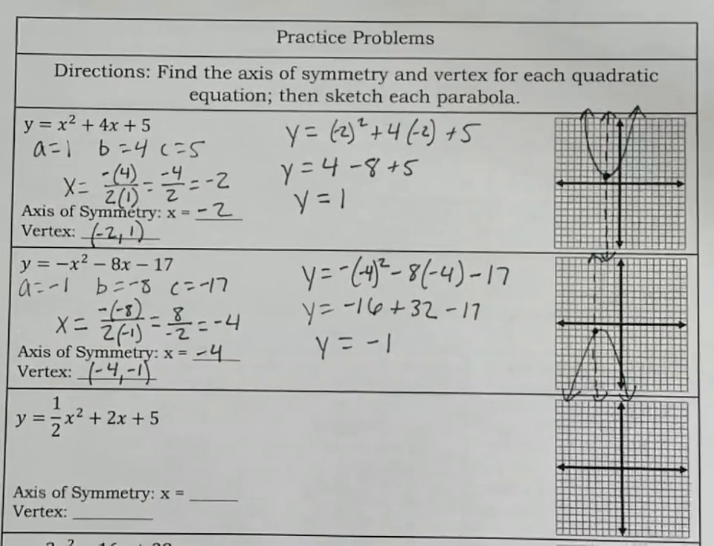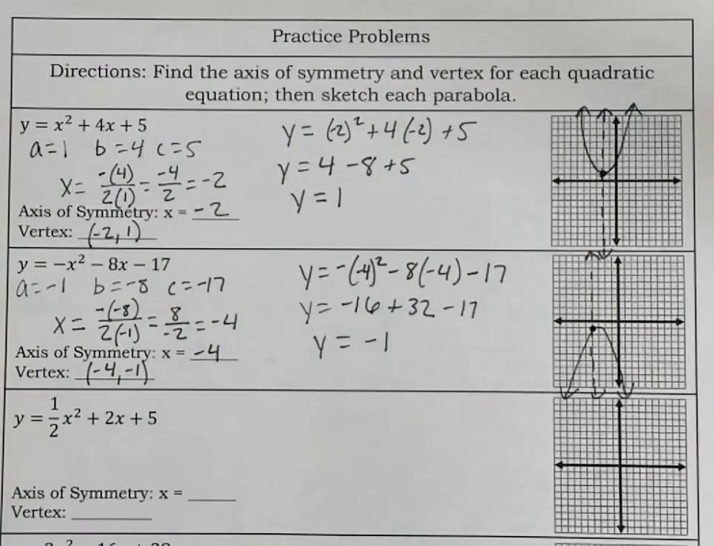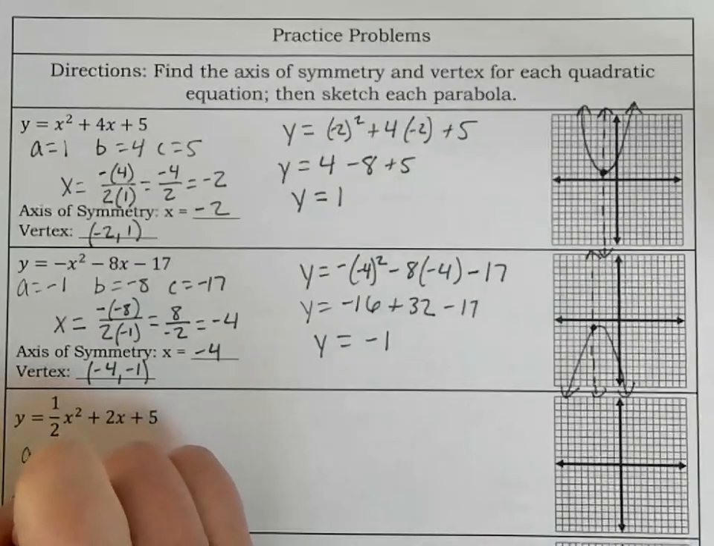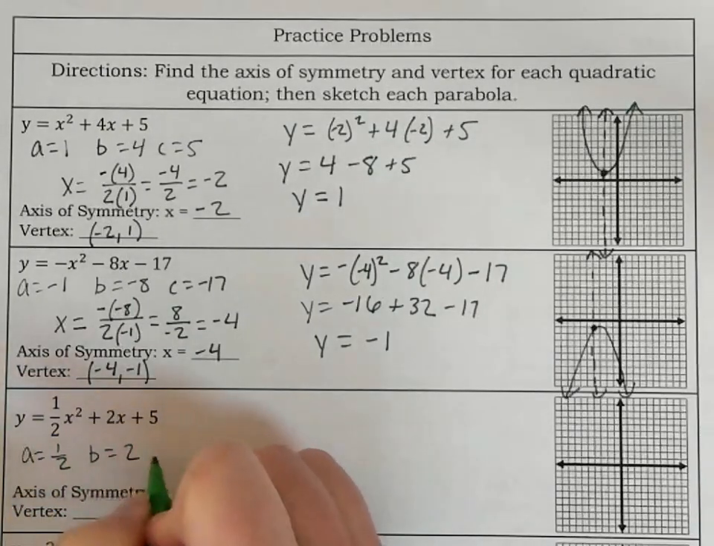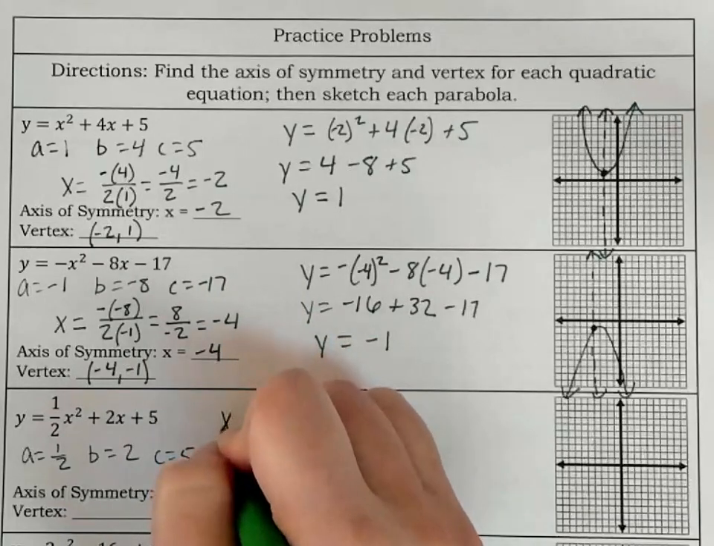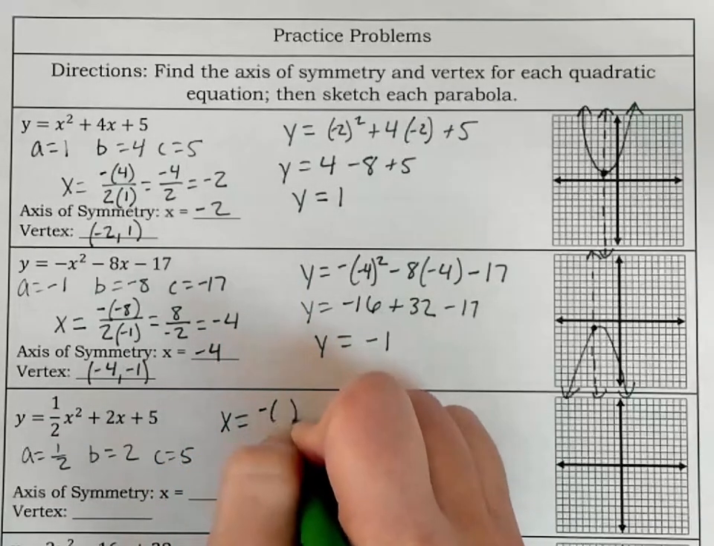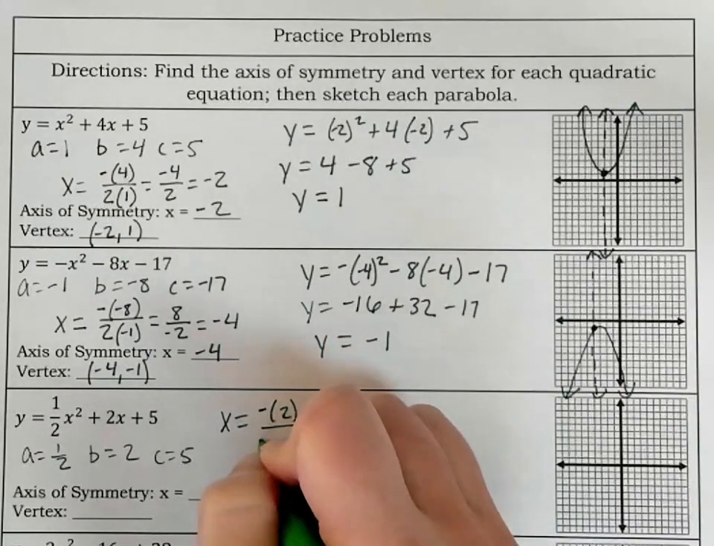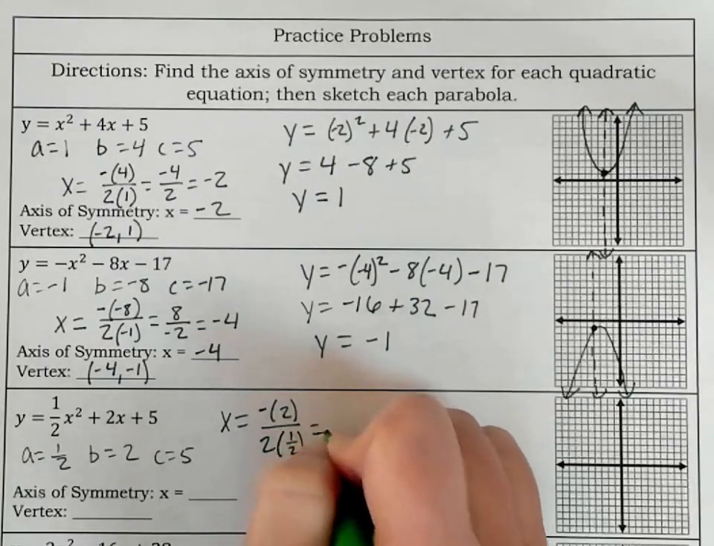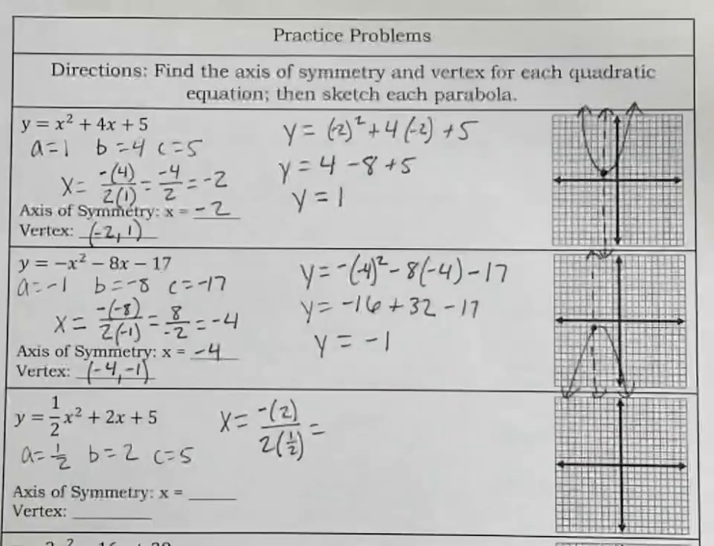Okay. All right, looking at the third example here. We have a fraction, but there's no need to be afraid of that. We can still work with this. So A here is going to be equal to 1/2, B is equal to 2, and C is equal to 5. So in our axis of symmetry formula, we're going to put in negative B, which is 2, divided by 2 times our A value, which is 1/2, which is odd that you would see a fraction in a denominator, but when we simplify, it'll take care of that.